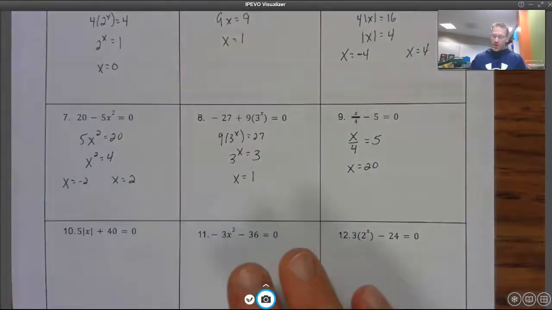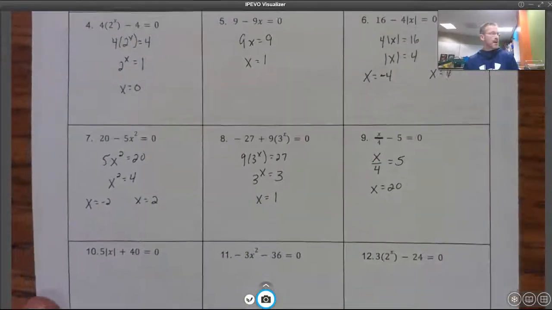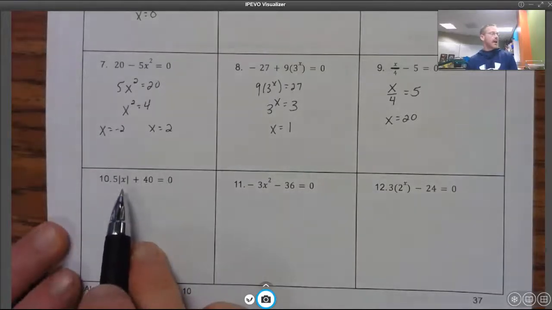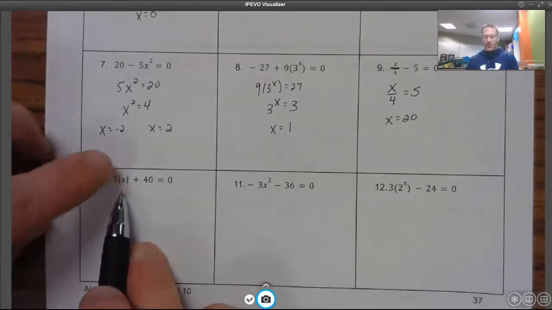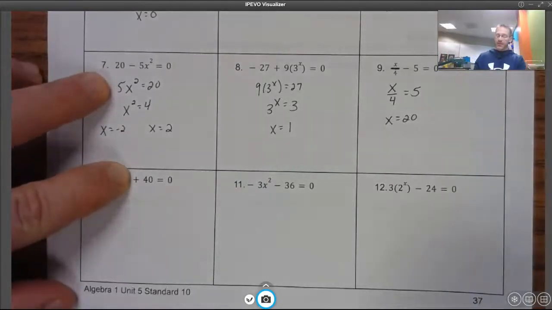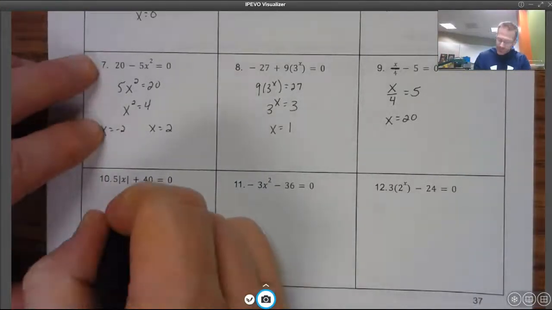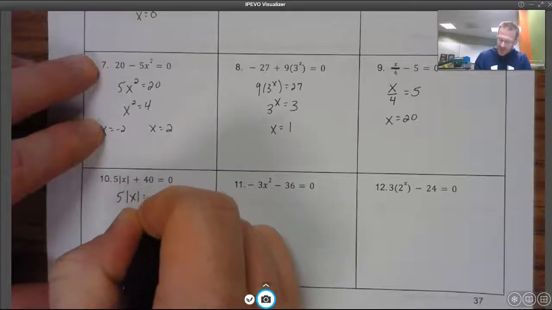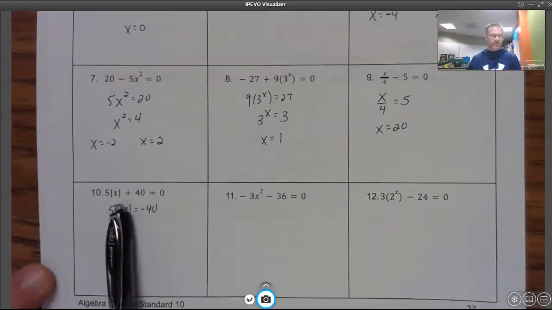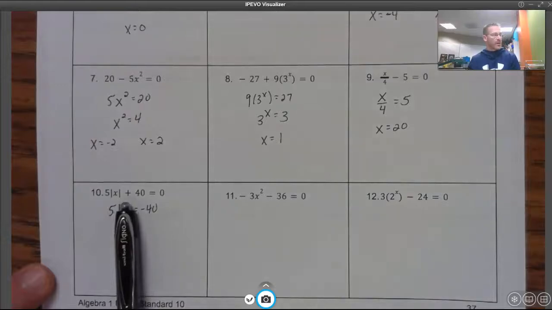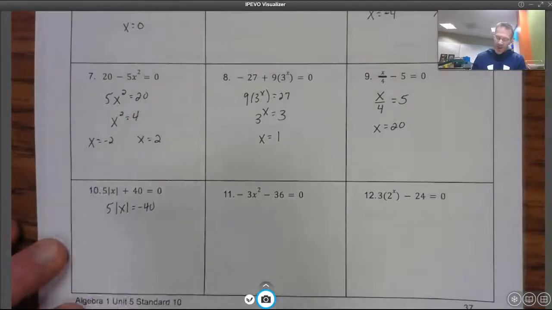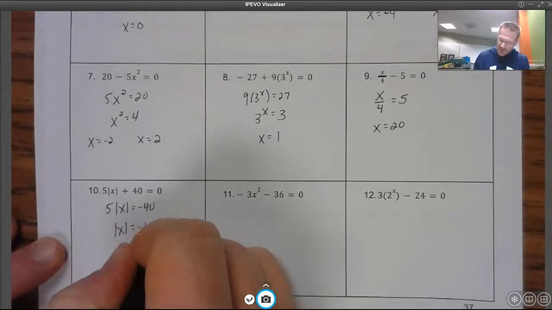All right, so looking at problem 10 here. All right, I see those bars. It's absolute value, right? So I'm expecting 2 solutions. So now, using that 0 property, what plus 40 is 0? Negative 40 is 0. So 5 times the absolute value of x is equal to negative 40. Okay, now, the multiplication question. 5 times what is negative 40? 5 times negative 8 is negative 40. So the absolute value of x is equal to negative 8.